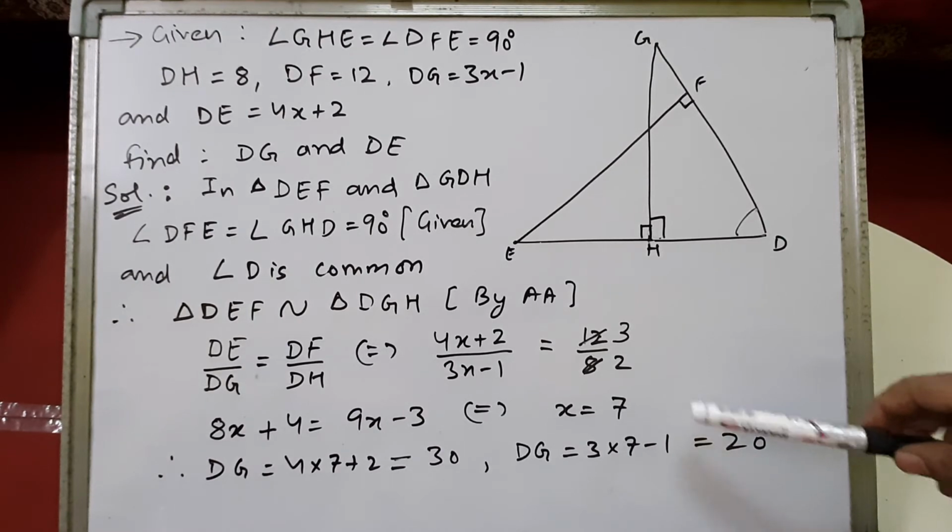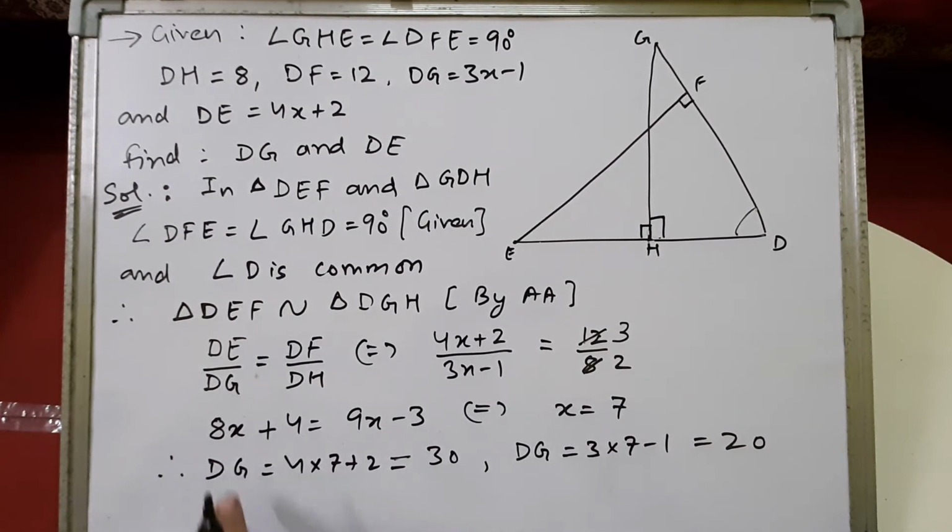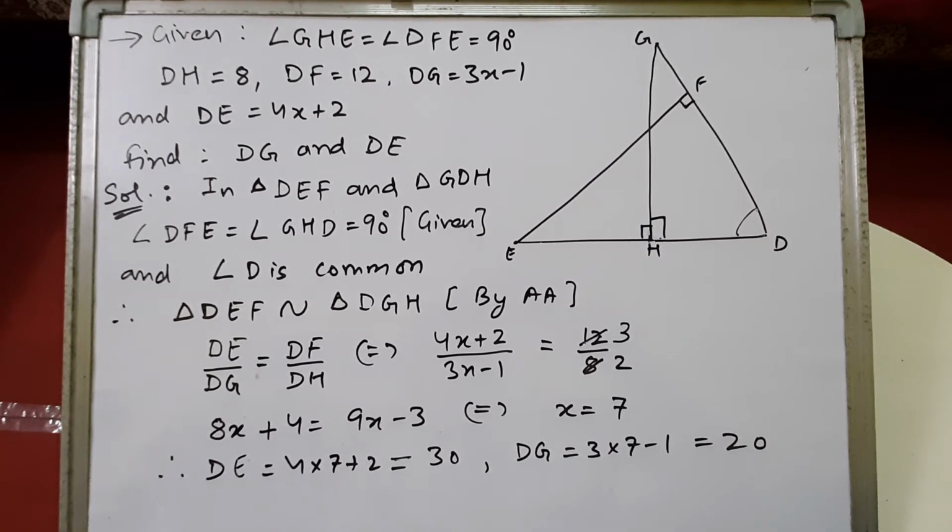So when we put 7 in these two values, we'll get the value of DG as 20 and the value of DE, which is 4x plus 2, will be 30, right? DG is 20. Please note down the solution, children.